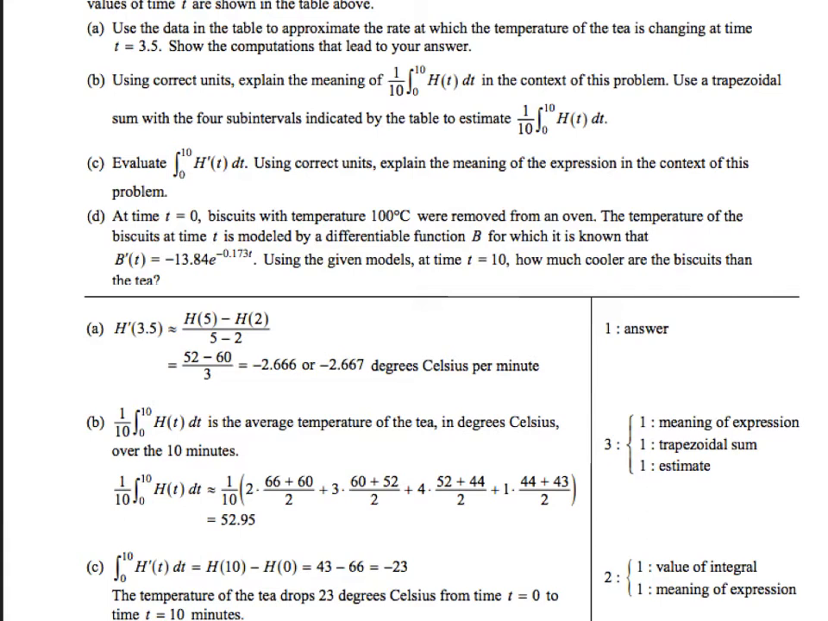Part C, evaluate the integral from 0 to 10 of h prime of t dt using correct units. Explain the meaning of the expression in the context of the problem. So what happens when you take the integral of a derivative? Well, it cancels itself out.